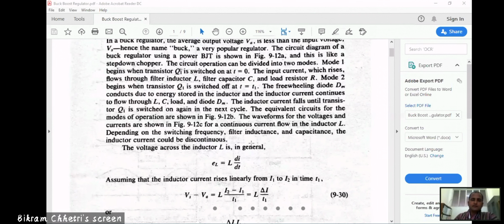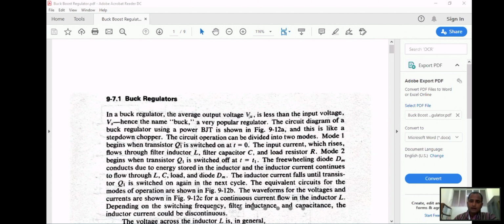Buck and boost regulators are quite popular regulators. Most of the time, in a textbook you will find the design of buck and boost regulators. The buck regulator is a step down chopper, and the circuit operation is divided into two modes.